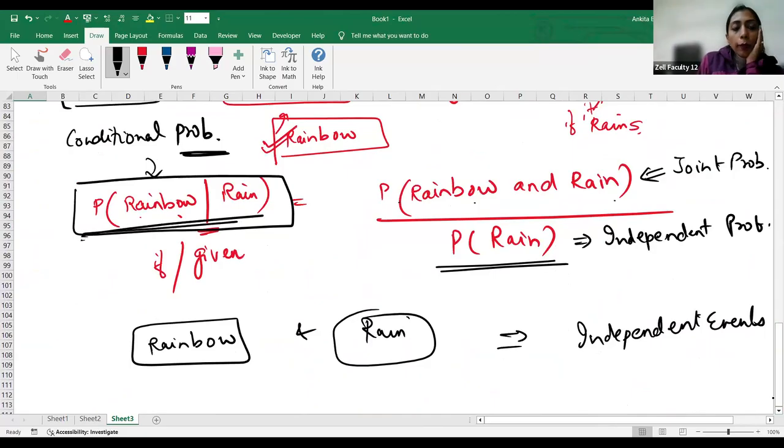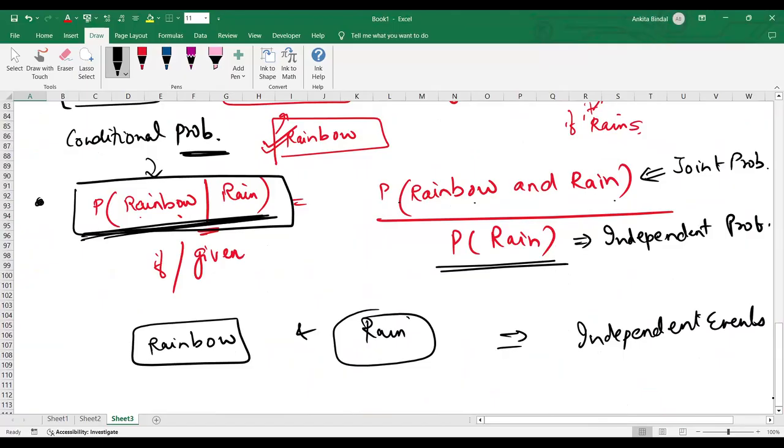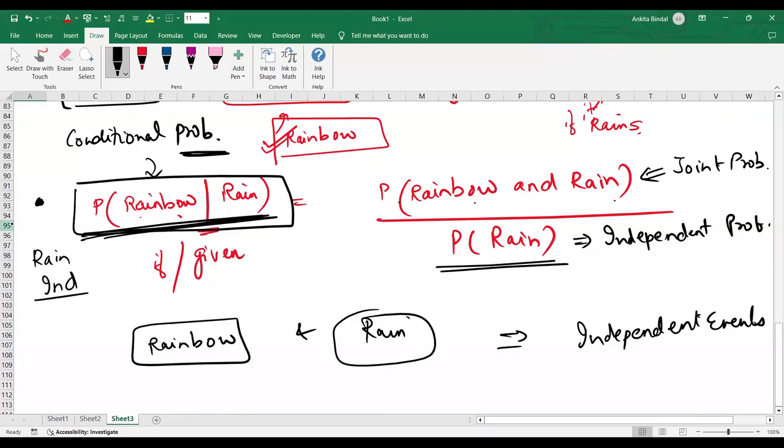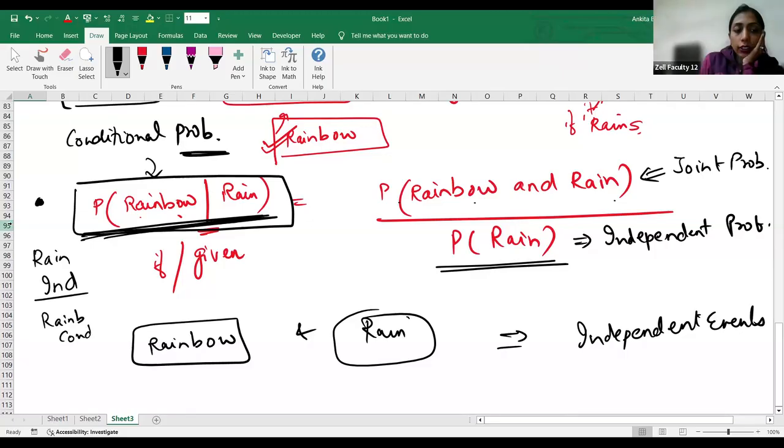In this case here, probability of rainbow given rain. Tell me which one is independent and which one is a conditional event. Rain is independent, and rainbow is conditional.